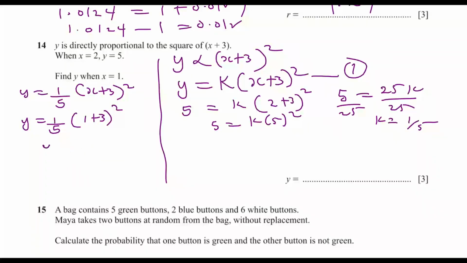Then we have y equals 1 over 5. 1 plus 3 is 4. 4 squared equals 16. So this is what we have here. So we have y to be equal to 16 over 5. Then finally, if you divide 16 by 5, you have 3.2. So that means the value of y when x is equal to 1 is 3.2. Let's go to the next question.